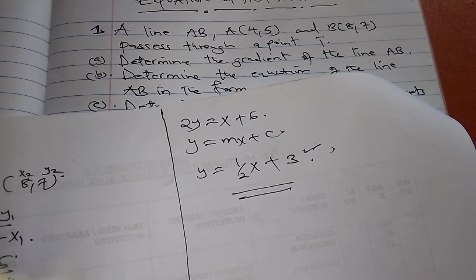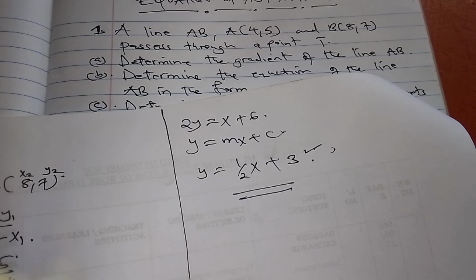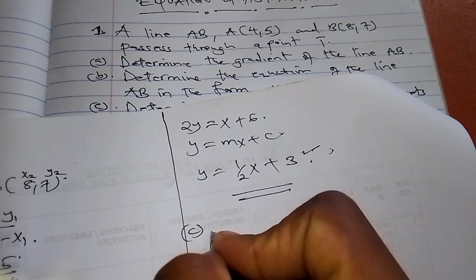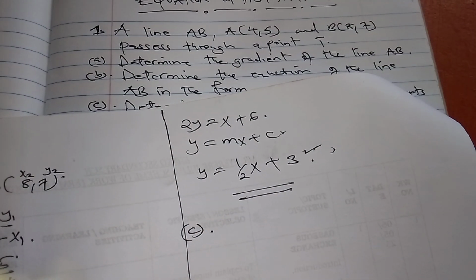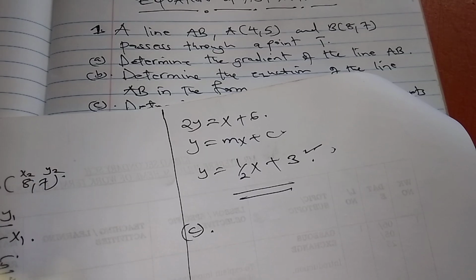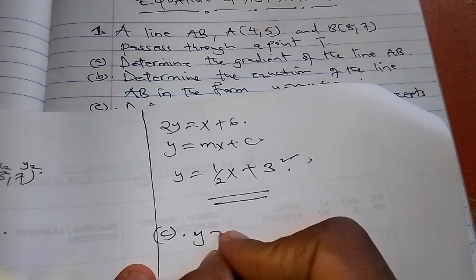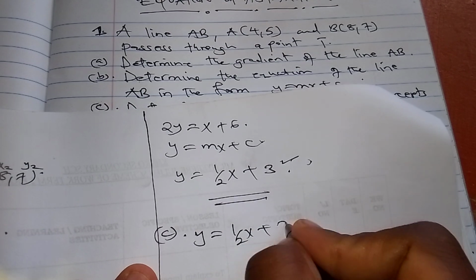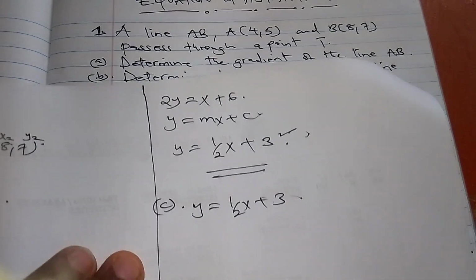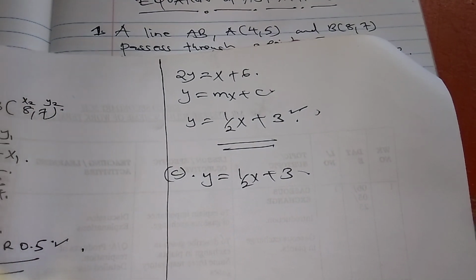Okay, then there's the third question, C. The third question tells us to determine the x and the y intercept of the line AB. Remember, the equation of the line AB is y is equal to half x plus 3. Now, how do we determine the x intercept and the y intercept?